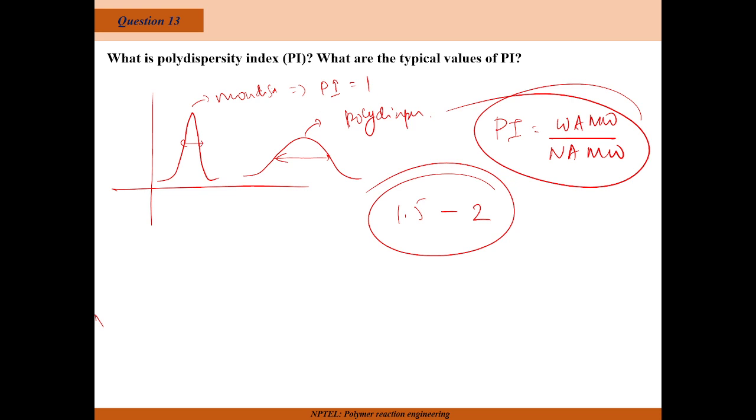What is the significance of this PI? Why are we concerned about this? Suppose we have a polymer. The definition we saw in today's class is that polymerization is a process where monomers of different sizes come and join. So a polymer can be a combination of different sizes. Suppose we have a bulk system, and if it is made up of a single polymer, then we can have such a distribution.